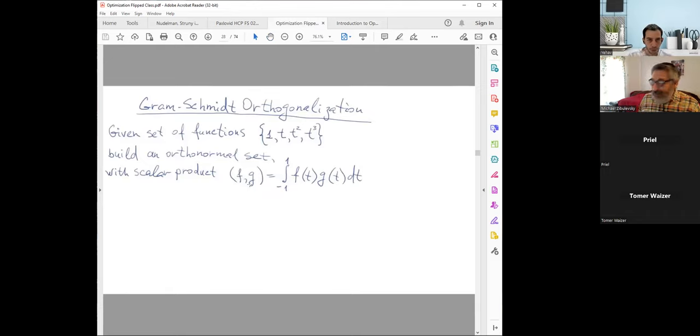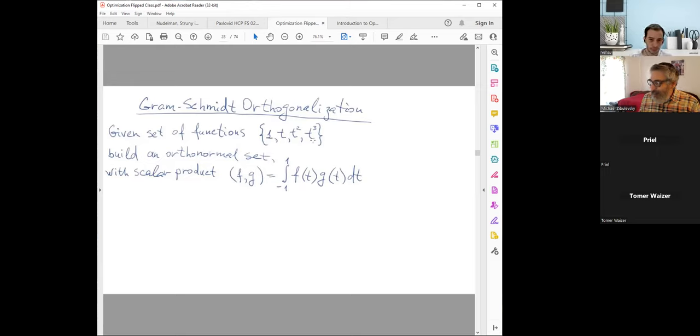Like we told, for two functions we can define an inner product on an interval, for example from minus one to one, with argument t. It's an integral of the product of those two functions. It should be a complex conjugate if we are with complex functions, but with real functions, this is the formula. So we can look at functions on an interval as vectors in the Hilbert space.